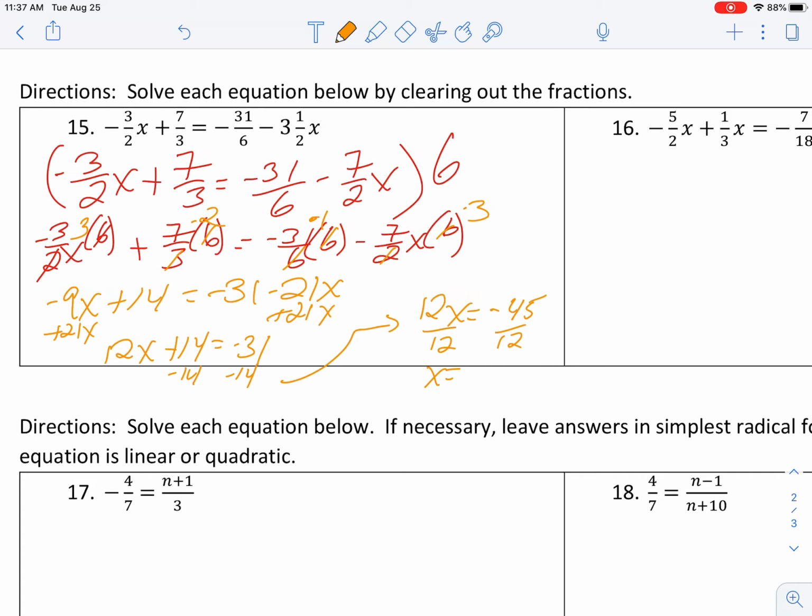A lot of times on these questions, they don't always turn out to be nice integer answers. That's fine. Leave it as a fraction, but always reduce it. An improper fraction is just fine. What can 45 over 12 reduce by? 3. Negative 15 over 4, and there's my solution, okay?